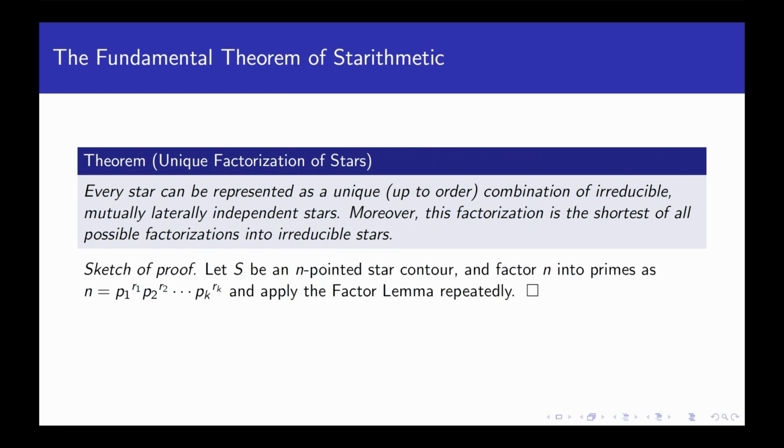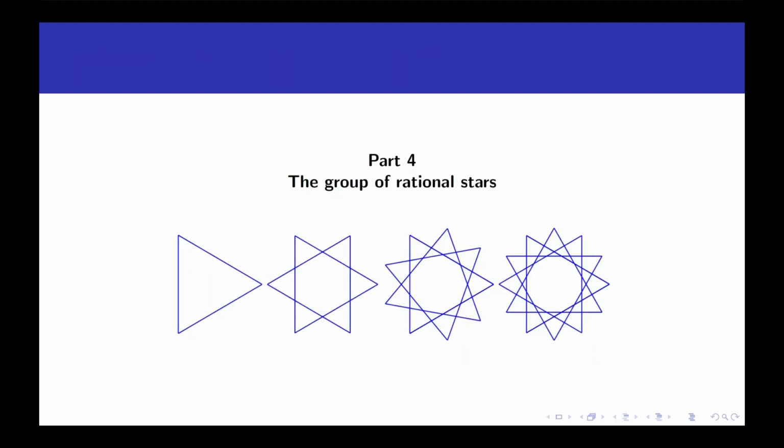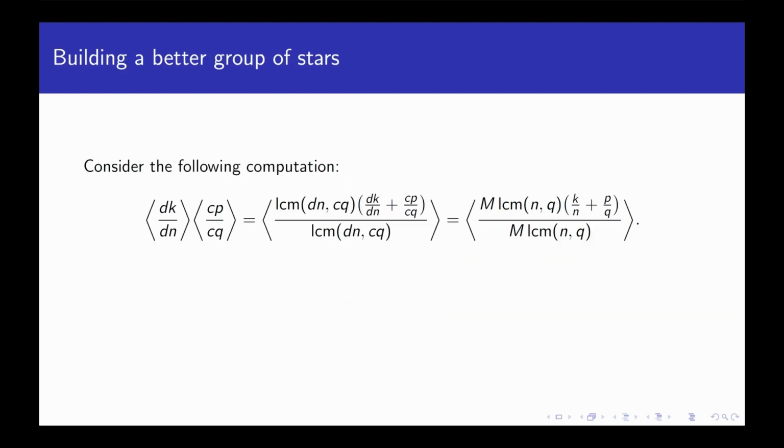The basic proof is: take your number of stars, write it as a power of primes, do the factor lemma over and over and over again, and then there's a whole bunch of details you have to follow. I'm not going to. But I still don't have a group yet. This is still just a weird collection of things. And so to get a group out of this, there's this calculation. And this is a terrible looking thing up here, and all I want to point out is what it says is this.